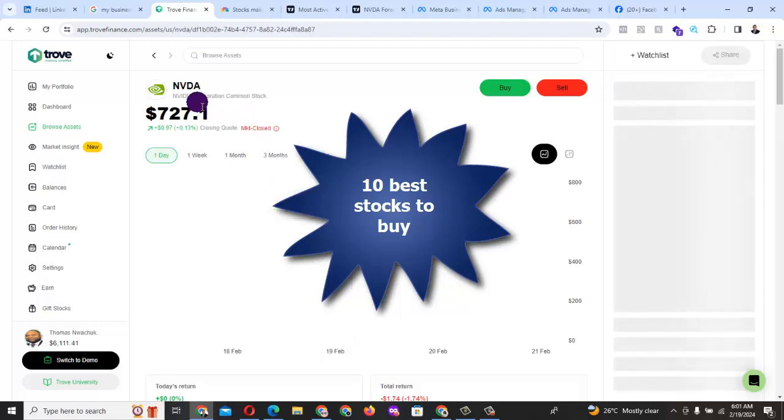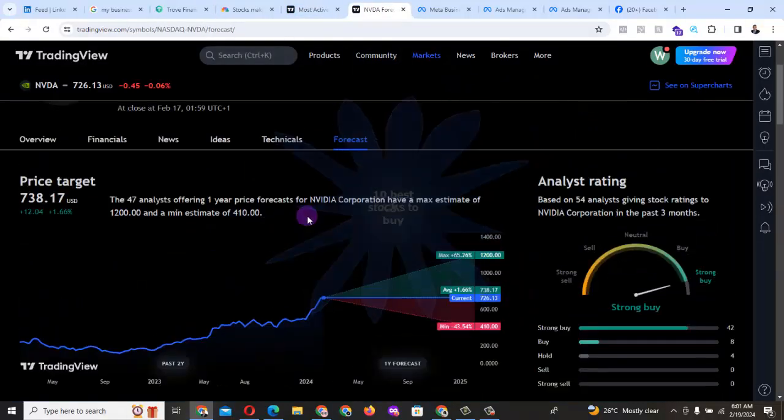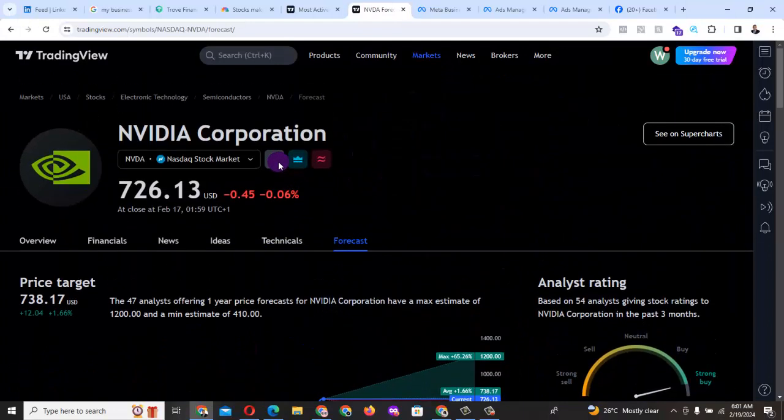So this is how you can buy all this. So whichever way you want to do it, always make sure you follow the analysis, make sure you know the company you are buying from, know what they are into, what you shouldn't buy, when to buy and when to sell.